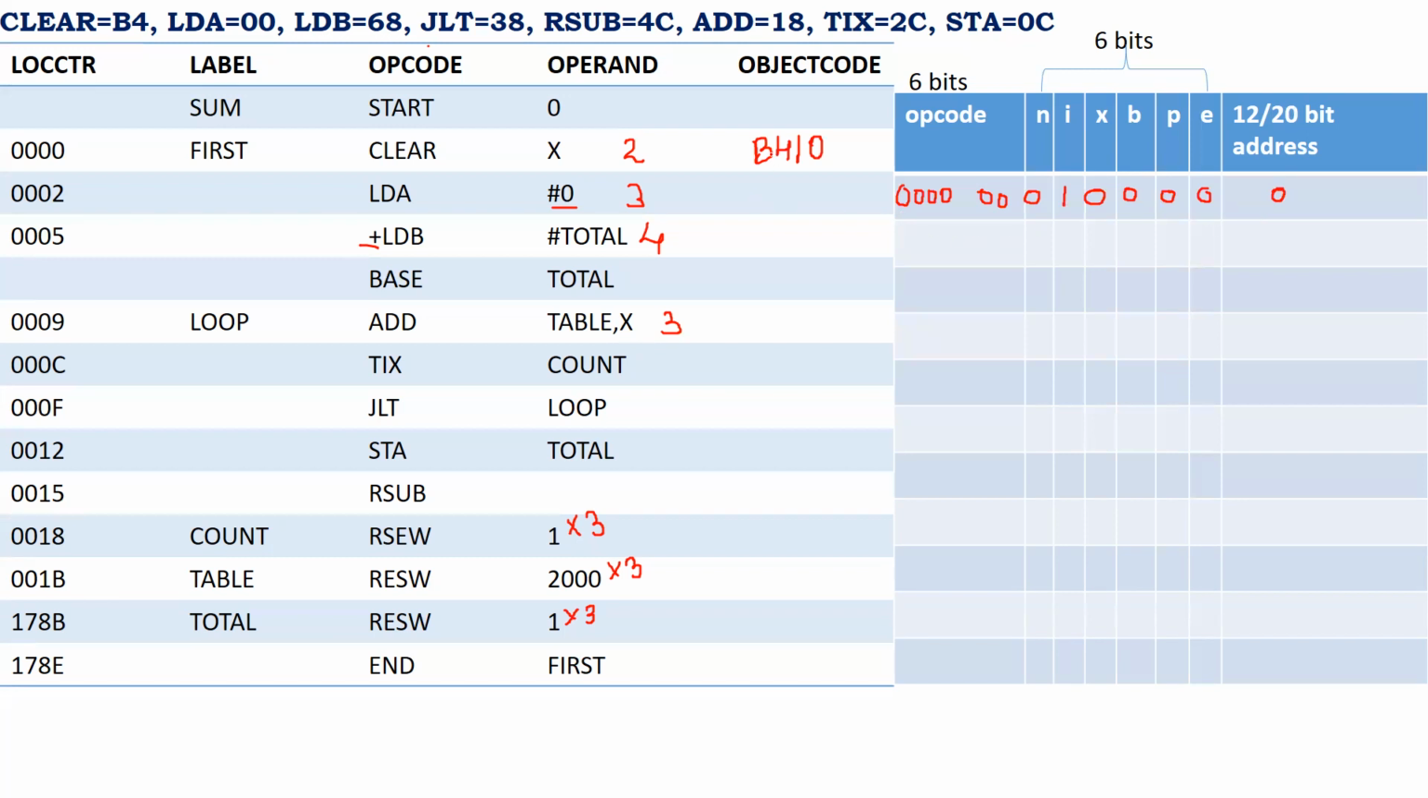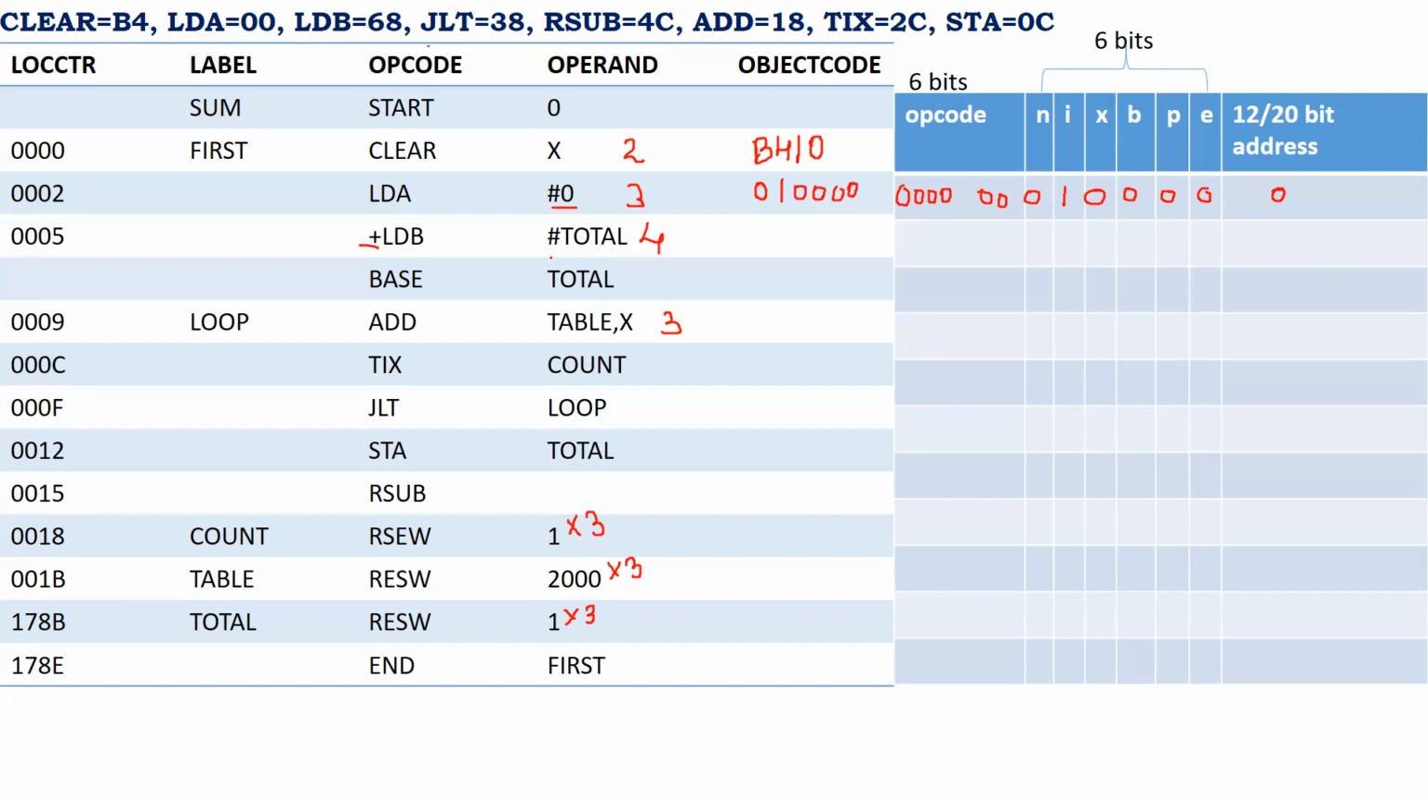Now let us write the object code. So this will be 0, 4-bit 0, and the next 4-bit is 1, and the rest all is 0, 0, 0, 0, and 0.